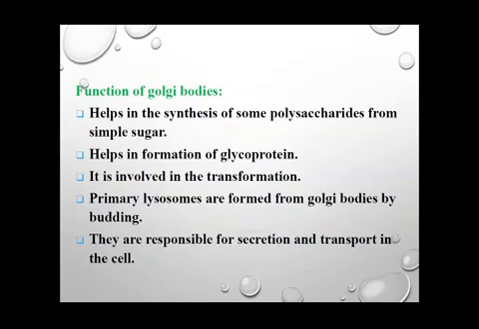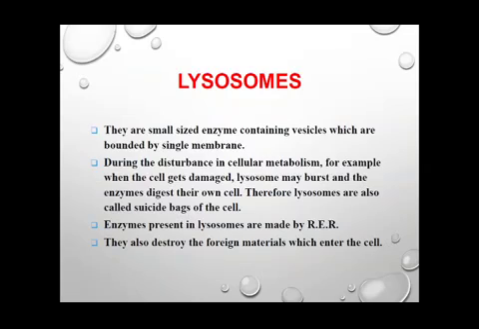So what they are doing, they are helping in the formation of polysaccharides, they are helping in the formation of the glycoprotein, then they are also forming the lysosomes, and then they are also actively participating in the secretion and transportation of the materials inside the cell. Now comes the next organelle, that is the lysosomes. So what are lysosomes? These lysosomes are small sized structures which are surrounded by a single membrane, and these lysosomes contain certain hydrolytic enzymes.